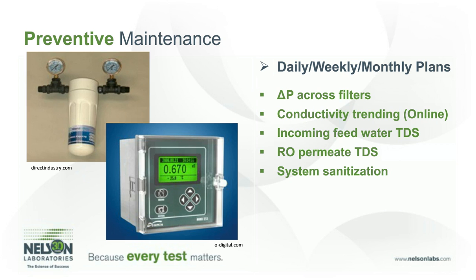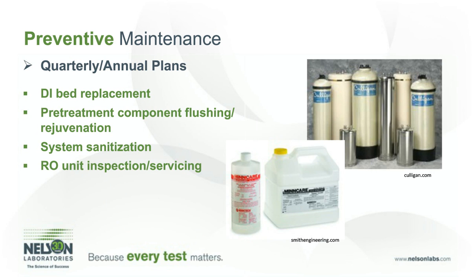Quarterly and annual preventive maintenance plans would also include DI bed replacement or rejuvenation, pre-treatment component flushing and rejuvenation, such as the water softening and carbon beds, and system sanitization, depending on your system performance. If quarterly is too frequent, you can move it to a semi-annual as well, and RO unit inspection and servicing.